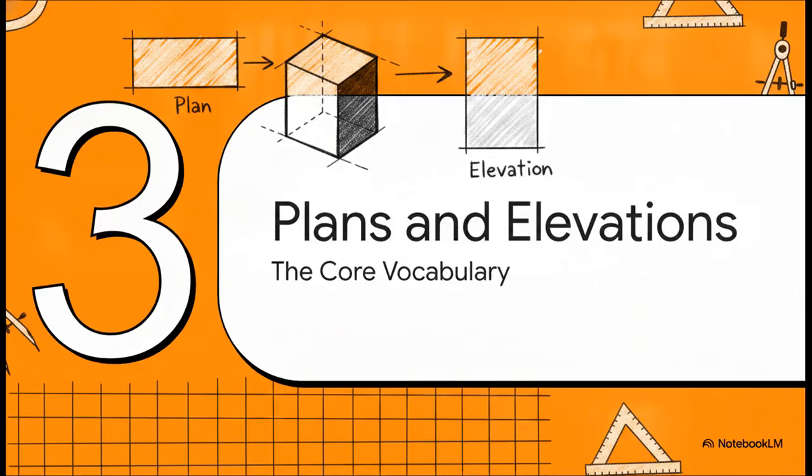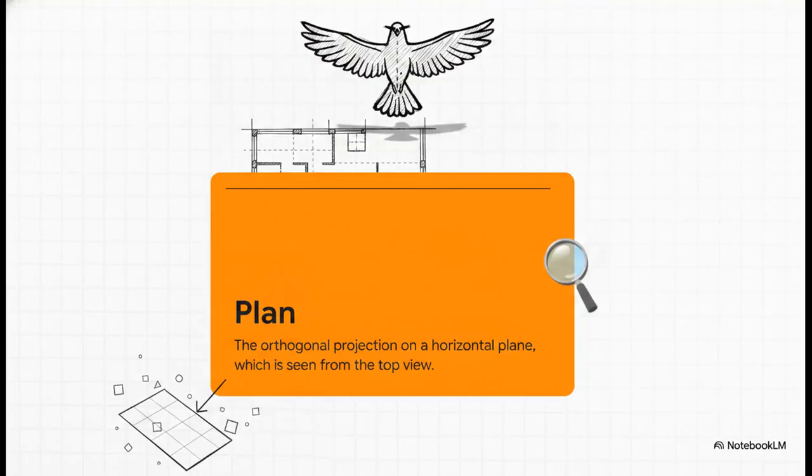All right, Section 3, Plans and Elevations. This is our core vocabulary. First up, let's talk about the plan. Think of a plan as exactly what a bird would see if it were flying directly overhead. It's the orthogonal projection looking straight down onto a horizontal plane.